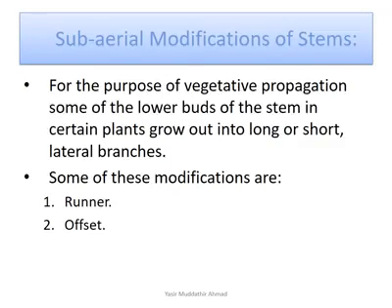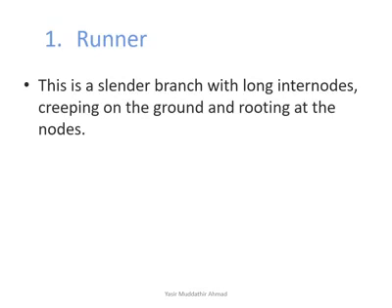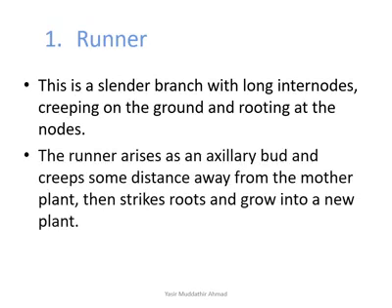Now, let's go to the first type, the first subaerial modification. It's called the runner. The runner is a cylindrical branch with long internodes, creeping on the ground and rooting at the nodes. The runner arises as an axillary bud and leaps some distance away from the mother plant, then strikes roots and grows into a new plant.